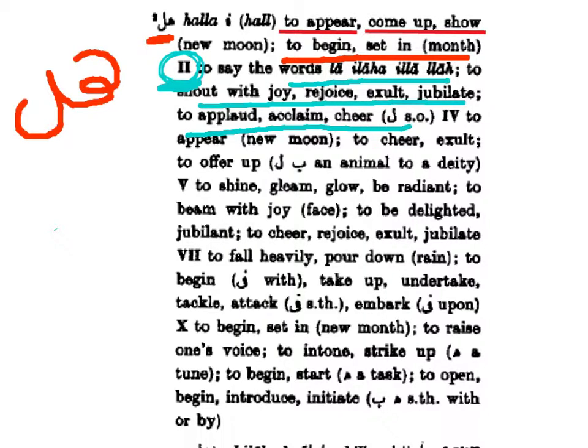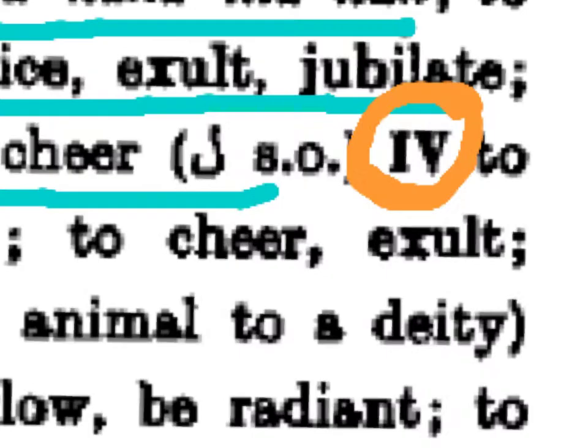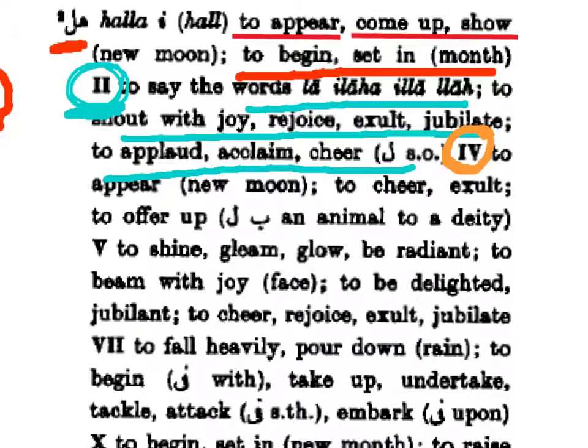So there's 10 different verb forms, and not all roots can be put into every single verb form. So this particular root doesn't have a Form 3 version. So we skip next to Form 4 here. And in Form 4, it once again means to appear. And it again means to cheer and exult. We have a slightly new variation in Form 4 that we didn't see before in terms of the meaning. To offer up.